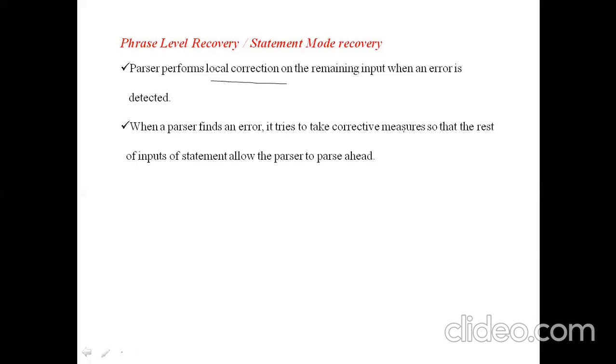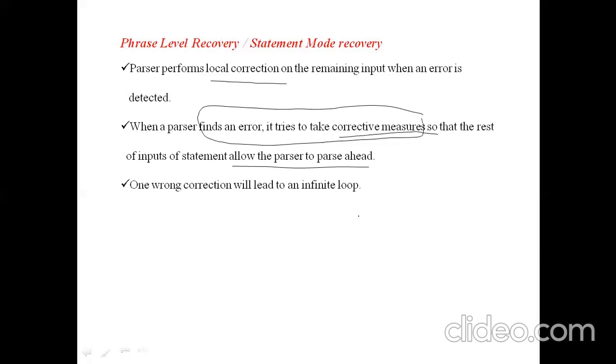Whenever an error is identified, it will try to take corrective measures so the remaining part of the input will be parsed successfully without any stop. Why? Because in panic mode, the remaining input is not parsed whenever an error is generated. But this will take care that the remaining statements will not be stopped from parsing. The drawback is that if we make any one wrong local correction, it may lead to an infinite loop.